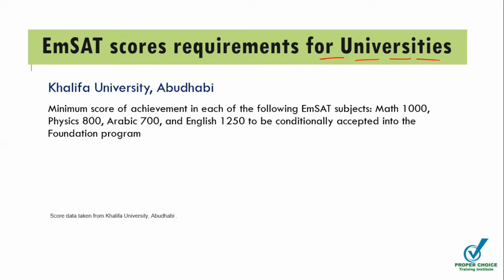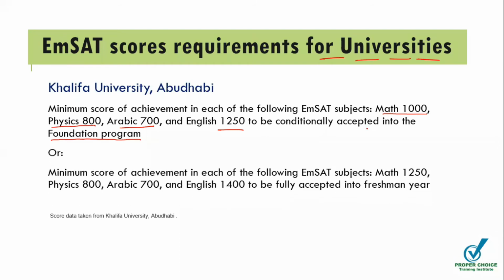They say students who want to study at Khalifa University must have a minimum score in each of the following EmSAT subjects: 1000 in EmSAT math, 800 in physics, 700 in Arabic, and 1250 in English. If you are getting that minimum score here, then the student will be conditionally accepted into the foundation program. Just to get into the foundation program at Khalifa University, you mandatorily have to get these scores. If you are getting lesser than that, you are not eligible to apply to that university. This is their minimum requirement.